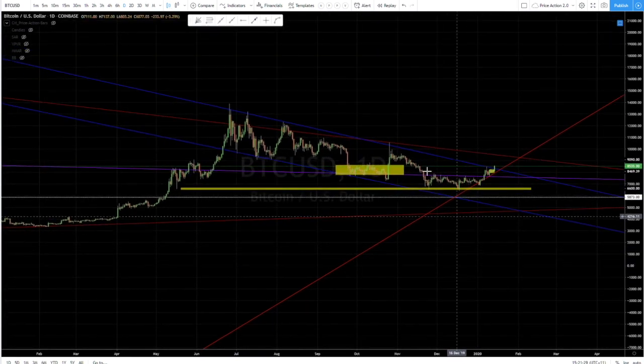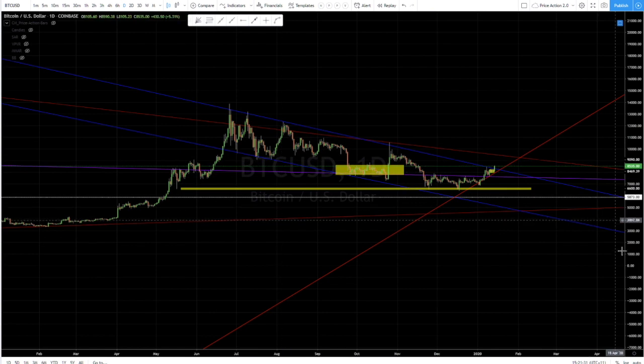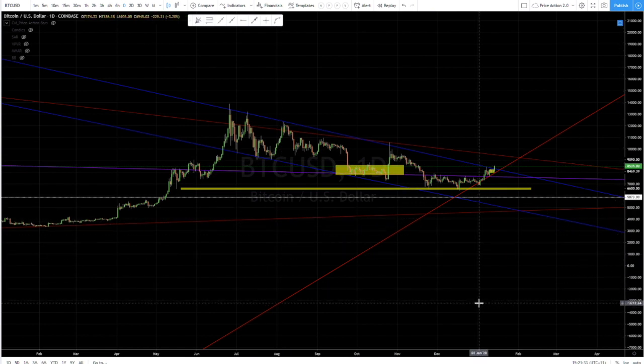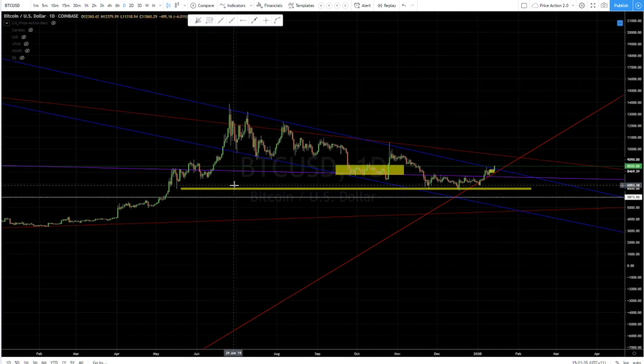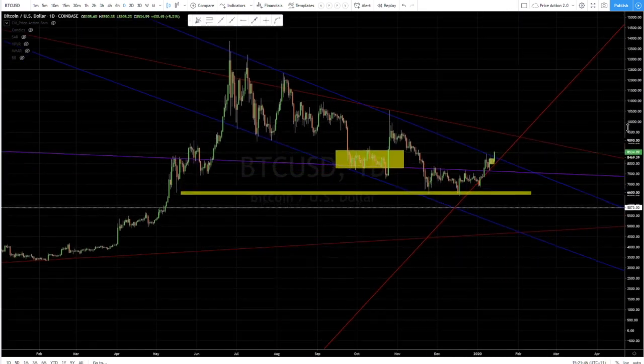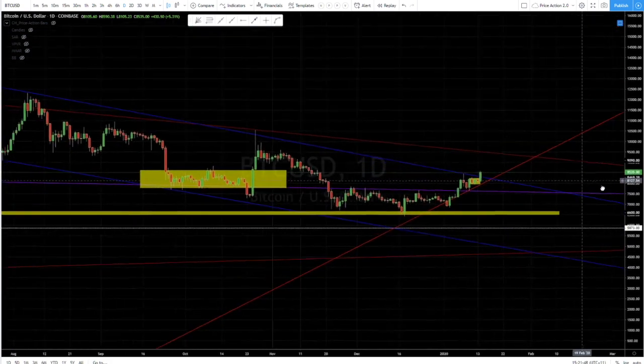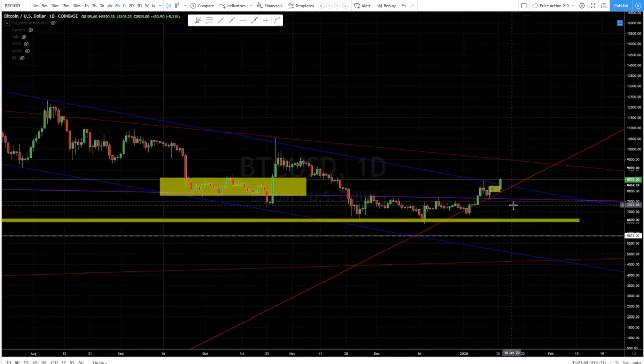Okay, so as you can see, I've drawn these two parallel lines, a descending parallel channel, and this is what the price is being contained in at the moment. We can see that it's been tested on numerous occasions and been respected, and just recently we've had a pop through the line, and this is called our breakout candle.